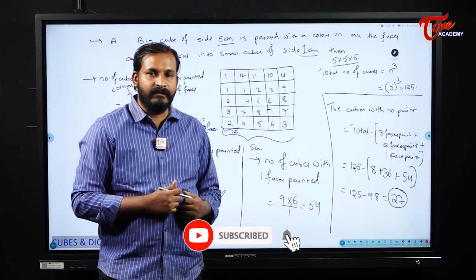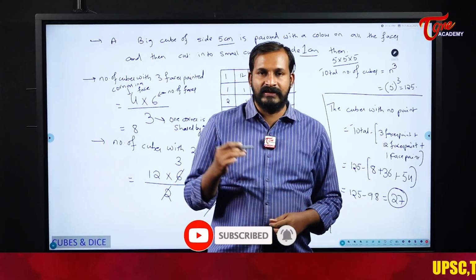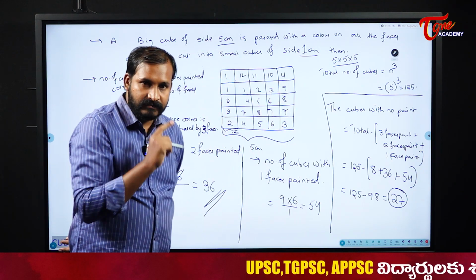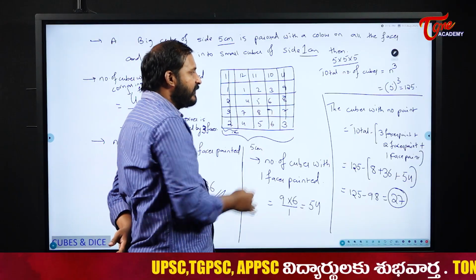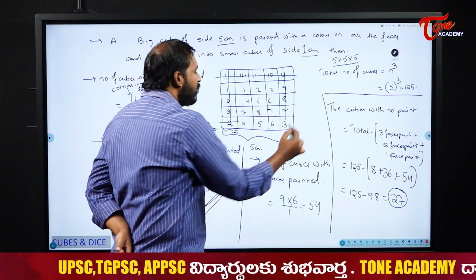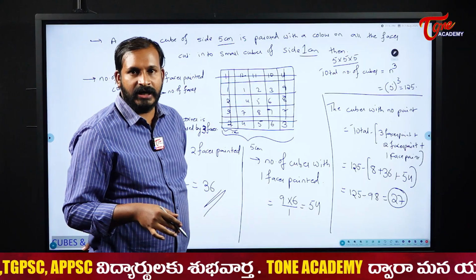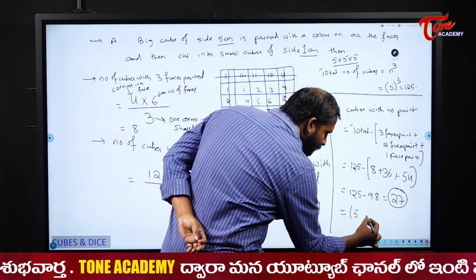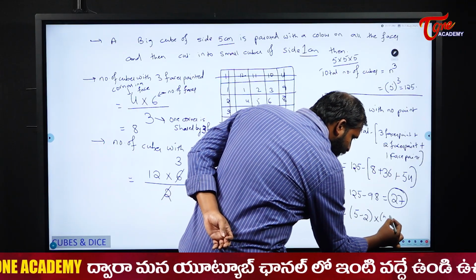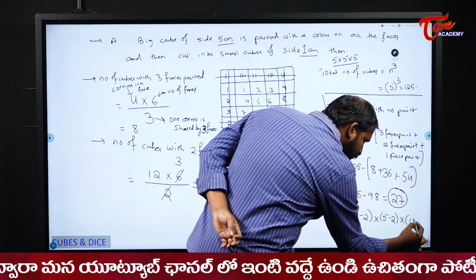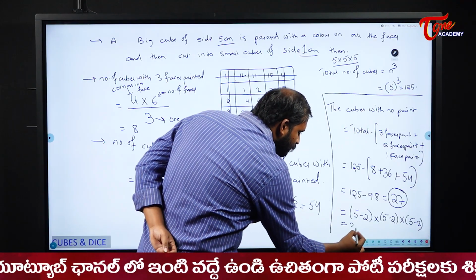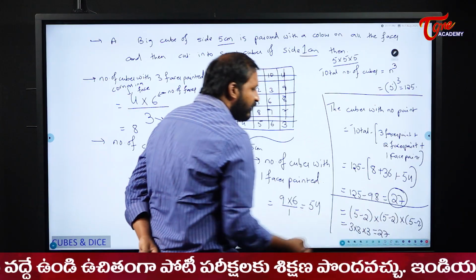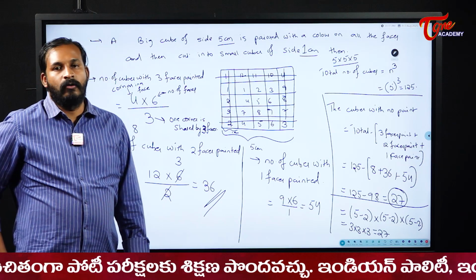So instead of doing all these things, the simple method is, see here students, each face is divided into 5, 5, 5, right? Now this one and this one will be deleted like this. So on each side 2 rows will be deleted. That means we can directly write 5 minus 2 into 5 minus 2 into 5 minus 2. That is 3 into 3 into 3, which is also equal to 27. This is the other method of finding the number of cubes with no paint.